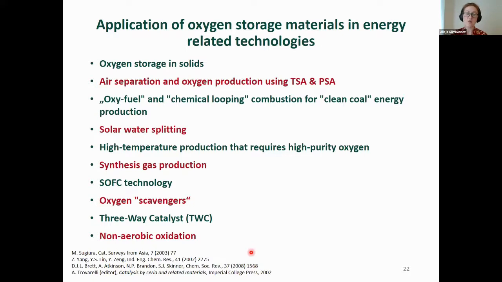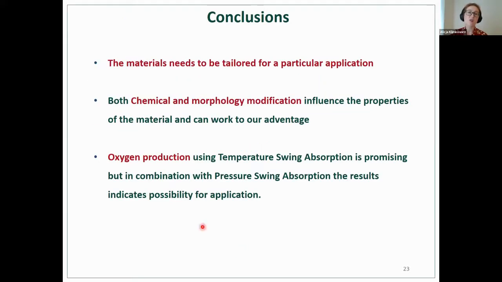I hope I convinced you of that too. And with this, I just want to quickly conclude the presentation and tell you that all those materials need tailoring for the particular application. We can do it both by chemical and morphology modification and obtain good results. And at the very end, I really strongly believe that oxygen production using the temperature swing combined with the pressure swing method can be really applicable for producing oxygen.